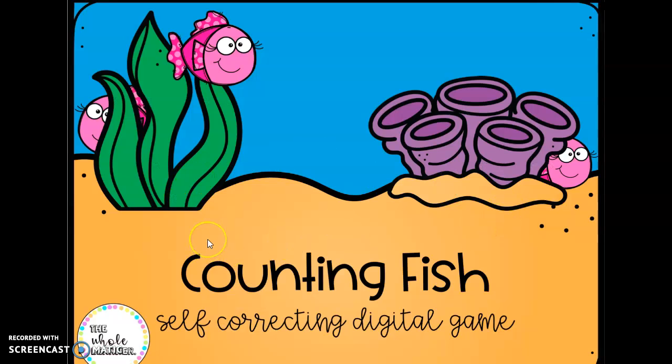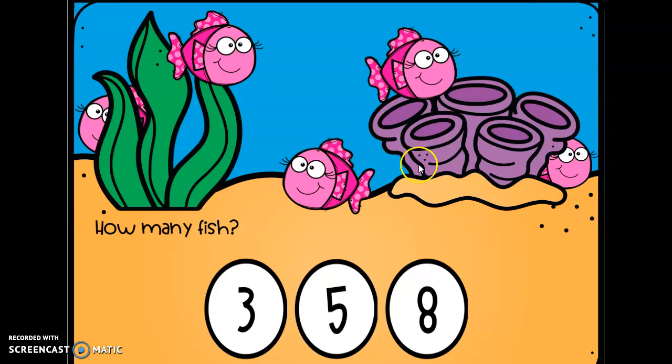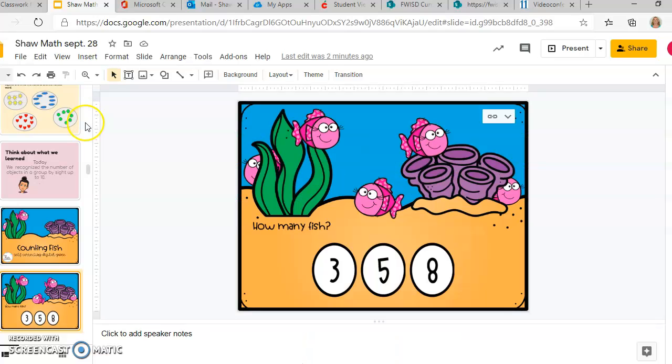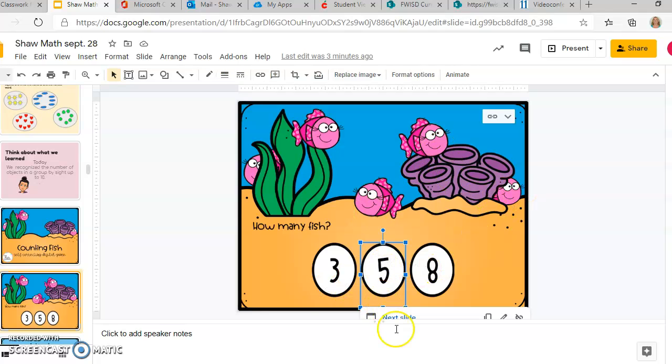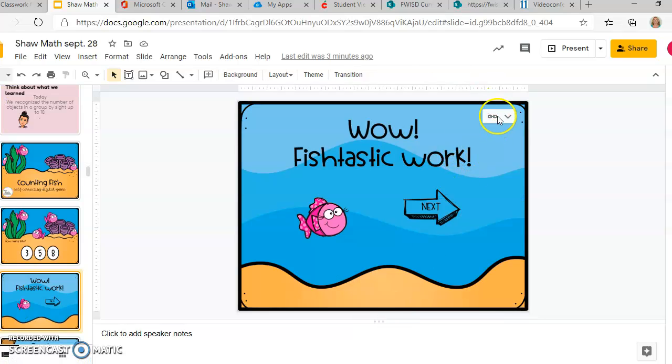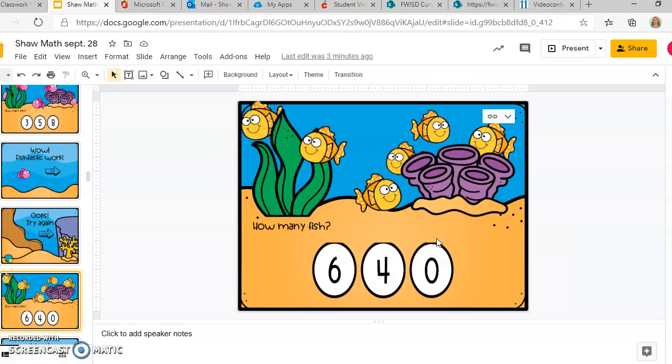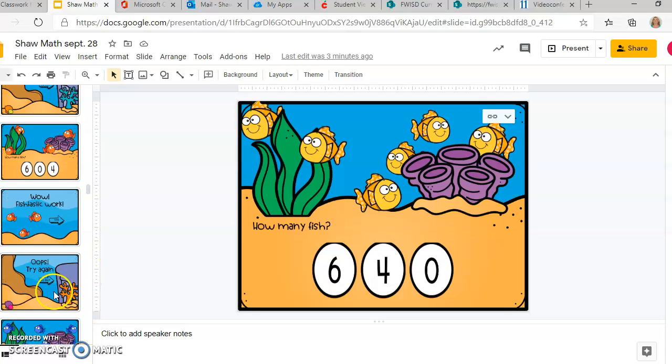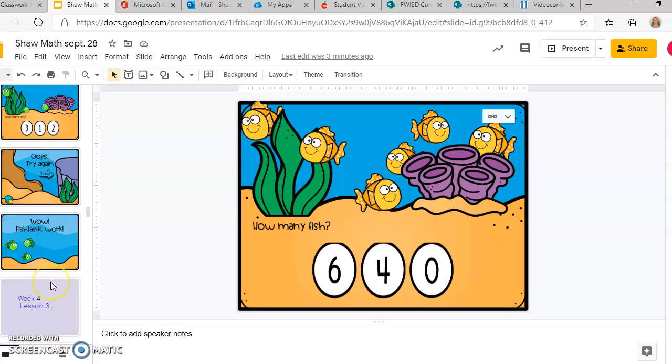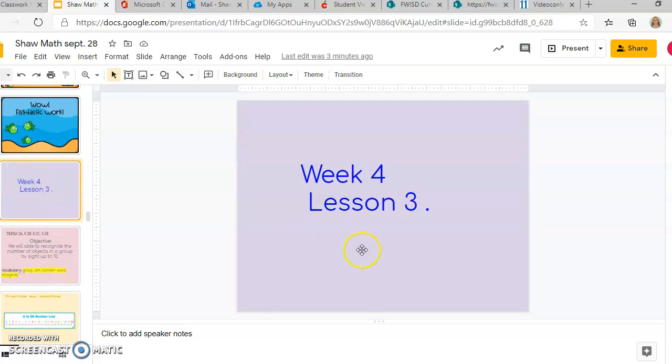And this is a fun little counting fish game that you can use to practice. You would count the fish, and once again you have to be in non-present mode. So you would go 1, 2, 3, 4, 5. 5 fish. And then you would keep going through. There's several of them to practice, and then your lesson for tomorrow.